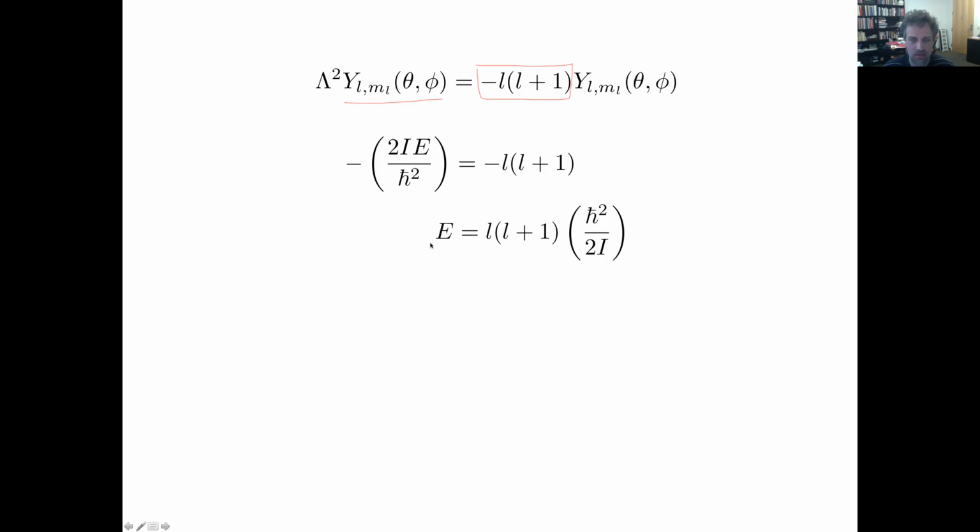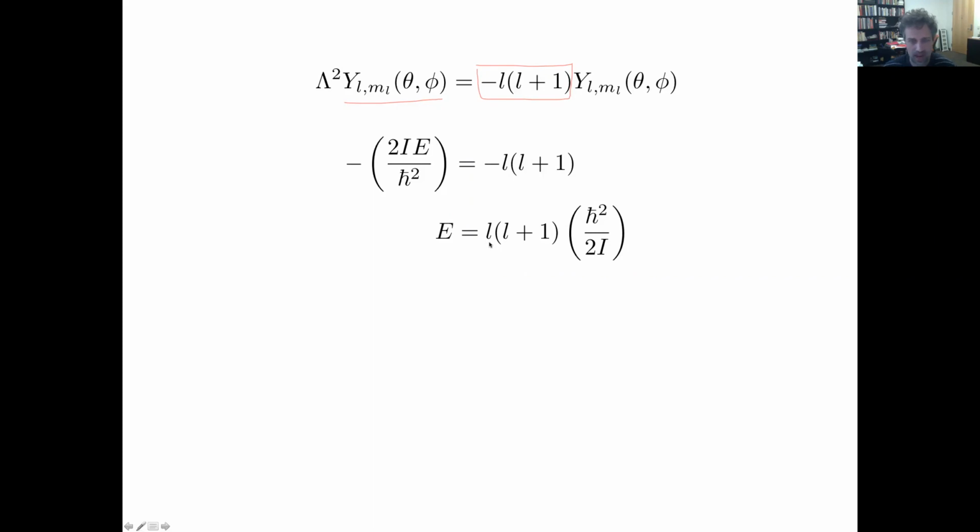So the energies for the wave functions on a spherical surface are, as expected, quantized, according to this formula. Whatever L is, you're going to have a specific energy. Note that the energy of the wave function, which is a spherical harmonic, only depends on L. It does not depend on ML, as you can see. So the energy only depends on the angular momentum quantum number L and not on ML.